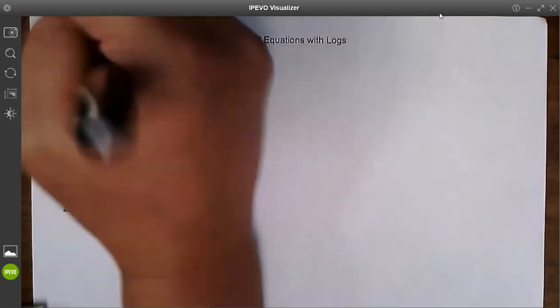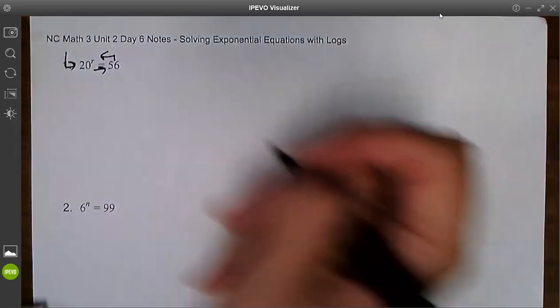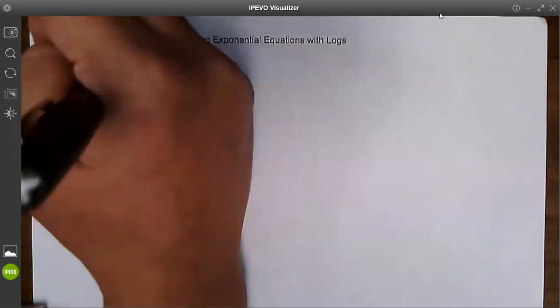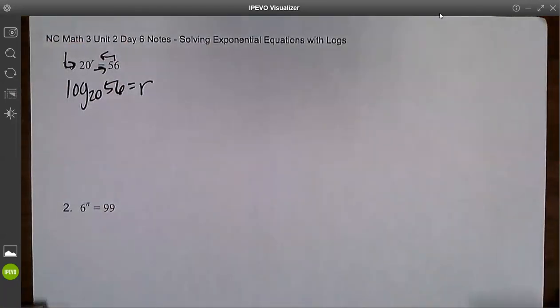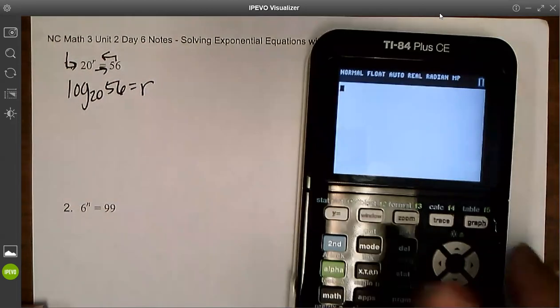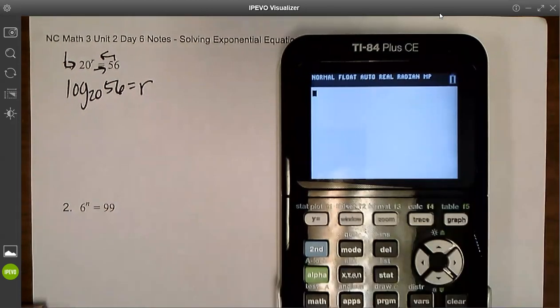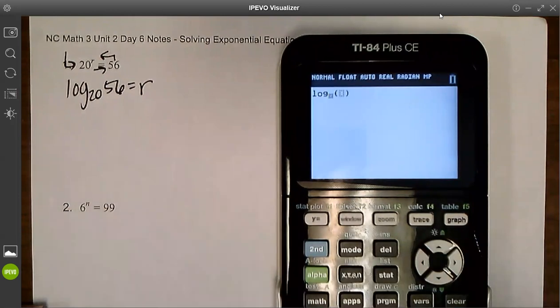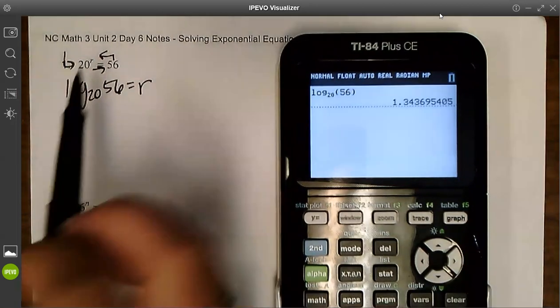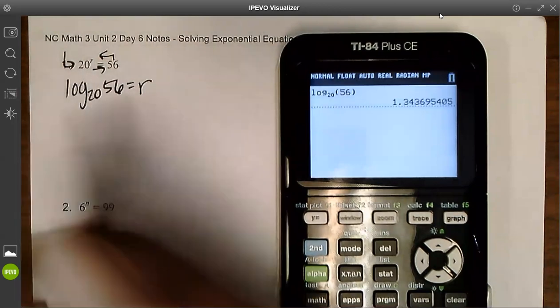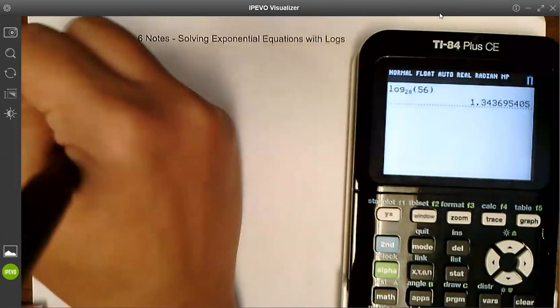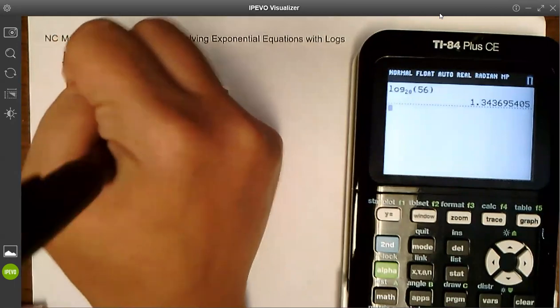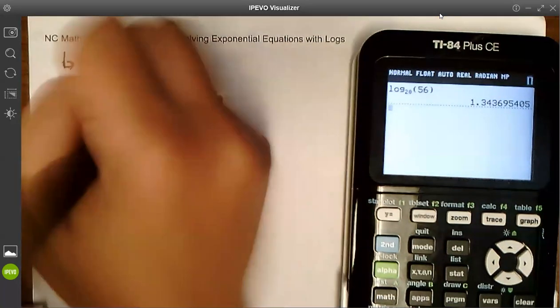So first I'm going to start by converting this to logarithmic form. So I have log base 20 of 56 equals r. And then I can type that into my calculator. You can either use change of base, which would be log of 56 divided by log of 20, or if you have change of base on your app on your computer, you have log base 20 of 56. So this is meant for the ones where you can't change the base. So I'm going to round this to 3 decimal places. R equals 1.346, rounds that 3 up to a 4.